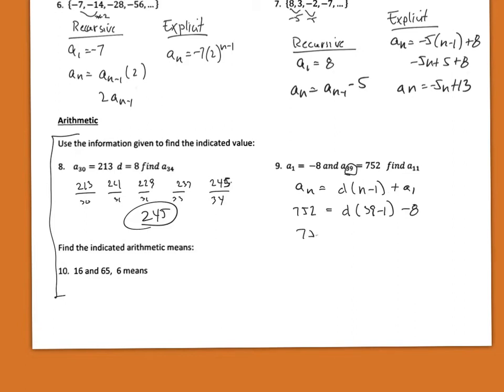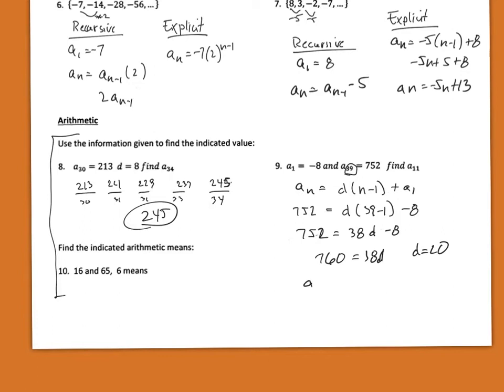So we have 752 is equal to 38d minus 8. So 760 is equal to 38d. That's supposed to be d. So we divide that out and we get d equals 20.